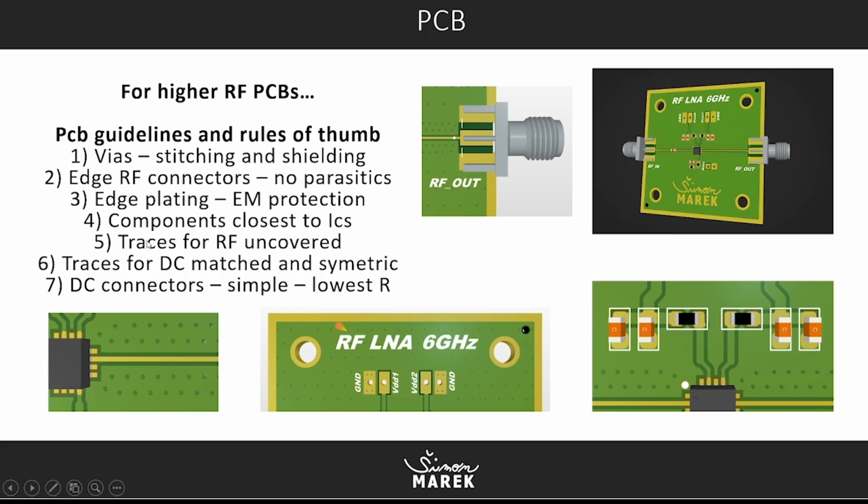Traces for RF are uncovered from the kind of green polish, or green cover, whatever it is, on your PCB. So this is really uncovered, and this is just copper, which is gold plated for better transmission and conductivity. So another very important rule.